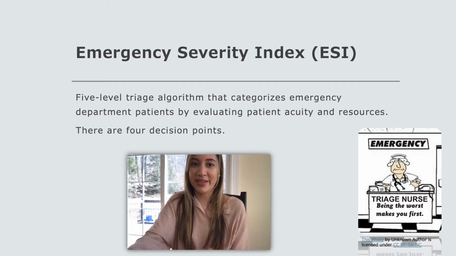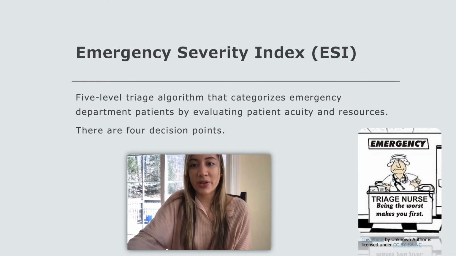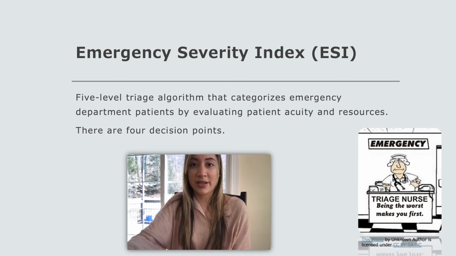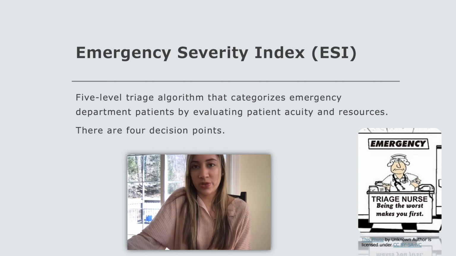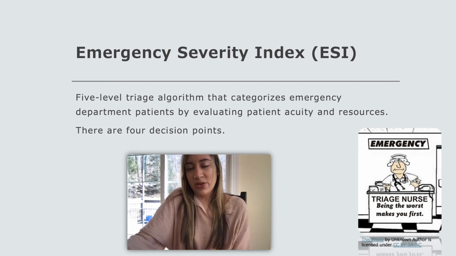Emergency Severity Index, which we also call an ESI level. Now, ESI is a 5-level triage algorithm that categorizes emergency department patients by evaluating patient acuity and resources. ESI level is basically just how we triage patients, from most urgent, which is level 1, to the least urgent, which is level 5. There are also 4 decision points.